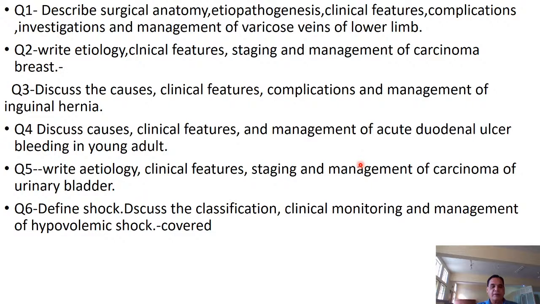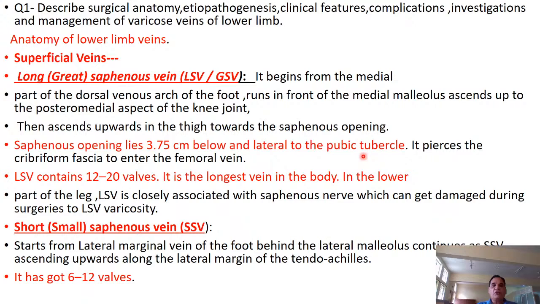So these all 6 questions have come in 2016 from general surgery as well as from systemic surgery. We will try to discuss everything one by one. So first and the commonest question, which is always asked in one way or other, is regarding the varicosity of the lower limb. The question is: surgical anatomy, etiopathogenesis, clinical features, complications, investigations and management of varicose veins of lower limb. That is, practically this covers everything regarding the concept of varicosity.